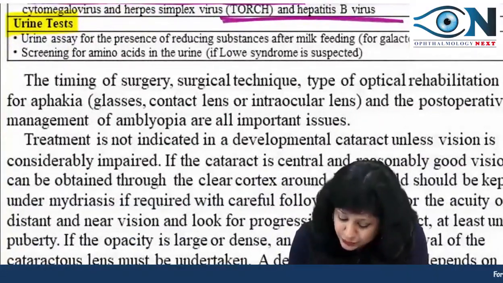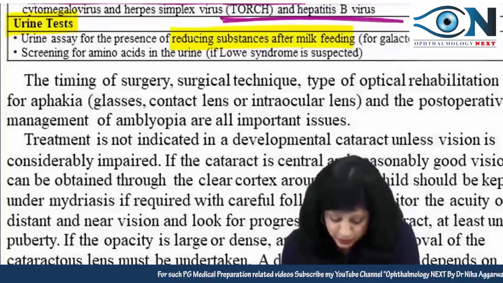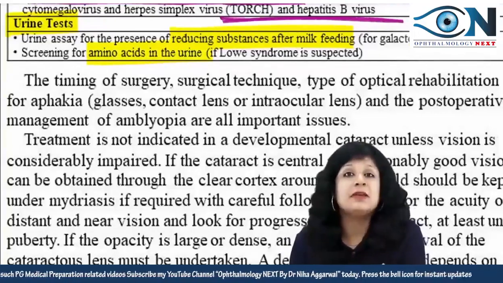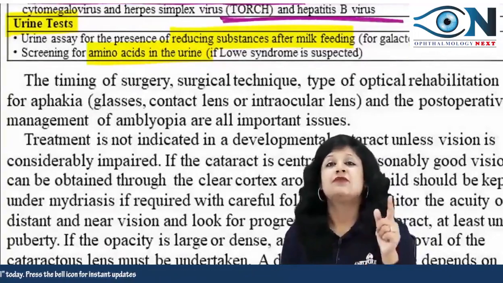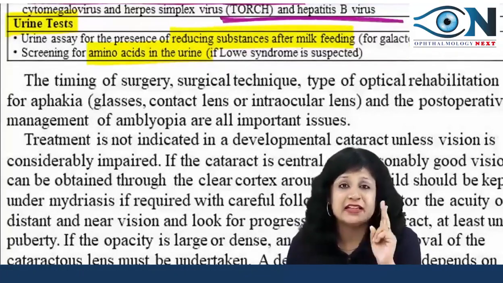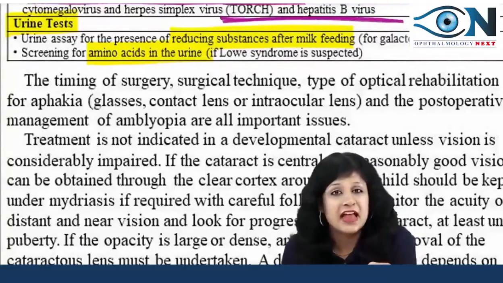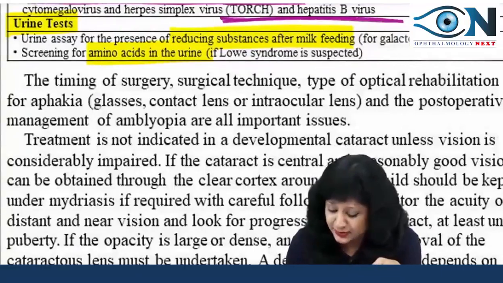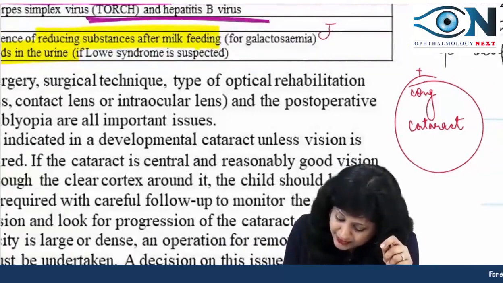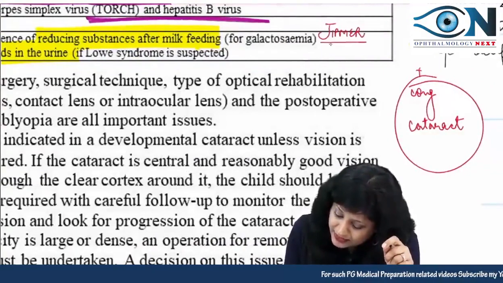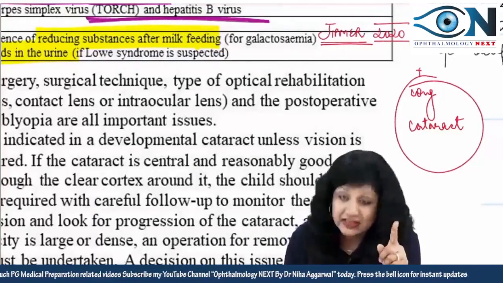For the urine test, we have to do the urine assay for reducing substances, especially for galactosemia. We have amino acids in urine, which we find in Lowe syndrome. Now take that one by one. If the baby has galactosemia, the enzyme for galactose metabolism is deficient, and that is why we have reducing substances in the urine. This kind of question came in JIPMER. Okay, we had a similar question in JIPMER in 2020. If you remember, we had discussed this in the classes also.